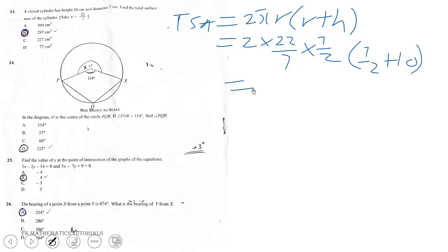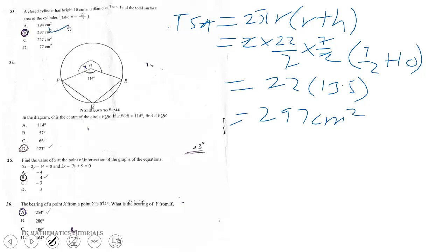So this will cancel, this will cancel. So we have 22 times 3.5 plus 10, 13.5. So 22 times 13.5 will be 297 centimeters squared. So the correct answer is this.